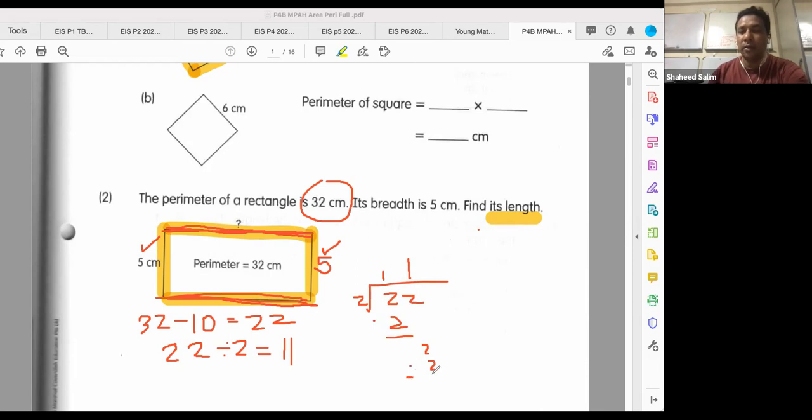Okay, can you see or not? Auntie Mary Grace, you disappeared here. Okay, now you get it, right? You're supposed to take this minus this 2. Then your balance answer 22 is for these two red lines. You divide by 2.